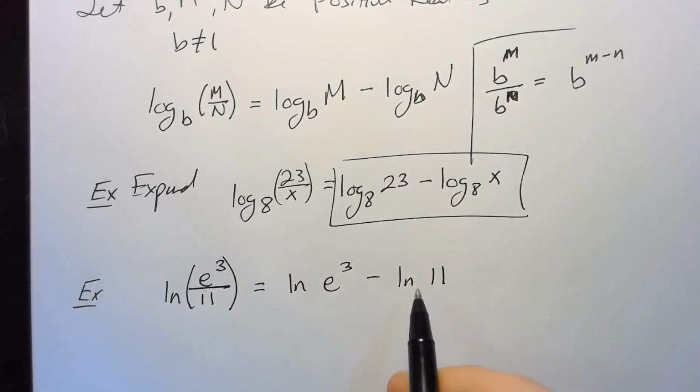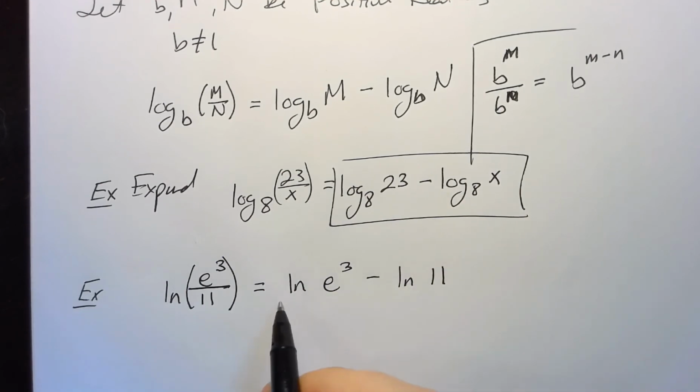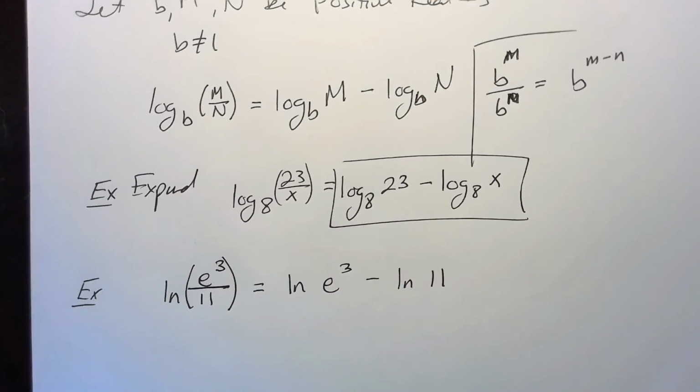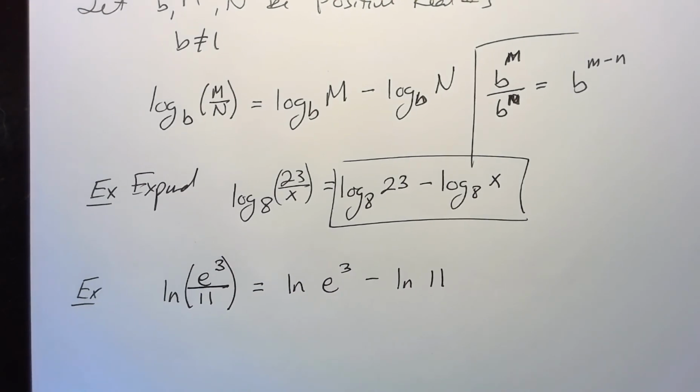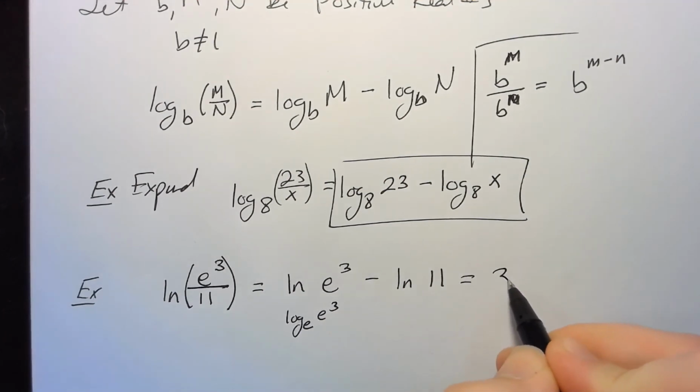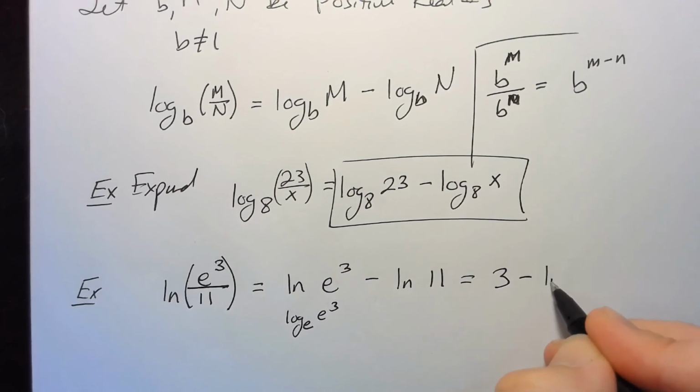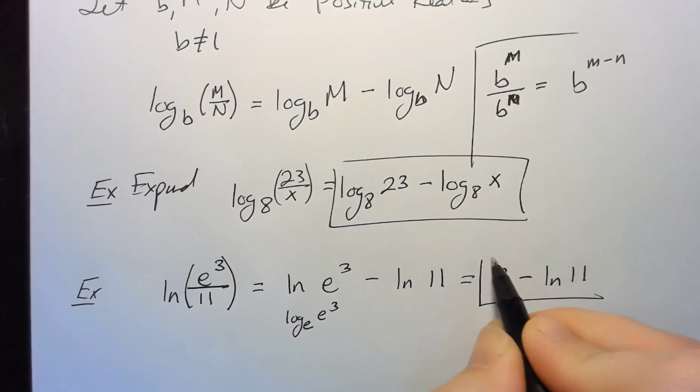The natural log of 11 can't be simplified, but for the natural log of e to the 3, we have to remember that the natural log is nothing more than log base e. So if this is rewritten, it's really log base e of e to the 3. We can ask ourselves the question, what power of e gives me e to the power of 3? And it's 3. So I have 3 minus the natural log of 11, and that's the most simplified form.